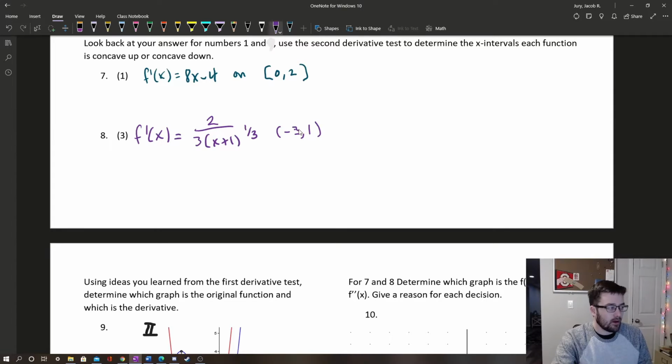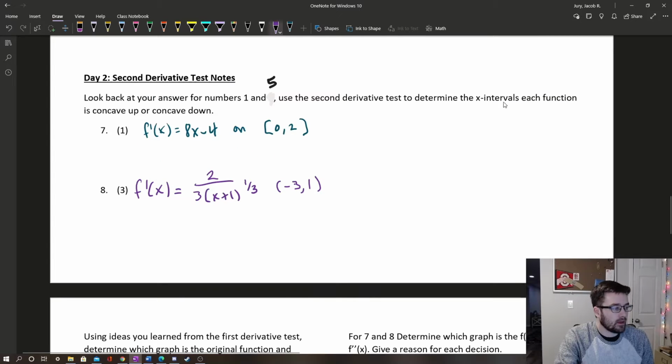So on number 7, we are going to be finding the x intervals where each function is concave up or concave down, and we'll decide if there's a point of inflection there as well. So for number 7, we're going to take the derivative of this linear function, and thankfully with polynomials our life gets a lot easier once we start to take multiple derivatives. With these rational functions, however, they get a little bit more challenging, so we'll talk about that one. But we've got the derivative of 8x is just 8.